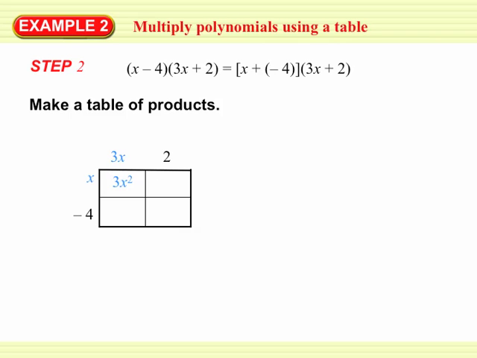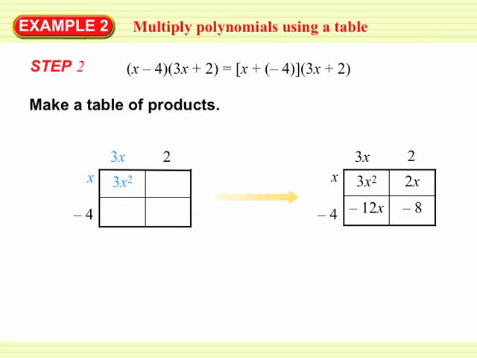Then we multiply the row and column headings for each element in the table. So the first square in the table is 3x times x. That gives us 3x squared. The next square in the table is going to be 2 times x, which gives us 2x. And on till we filled out the squares in the table.